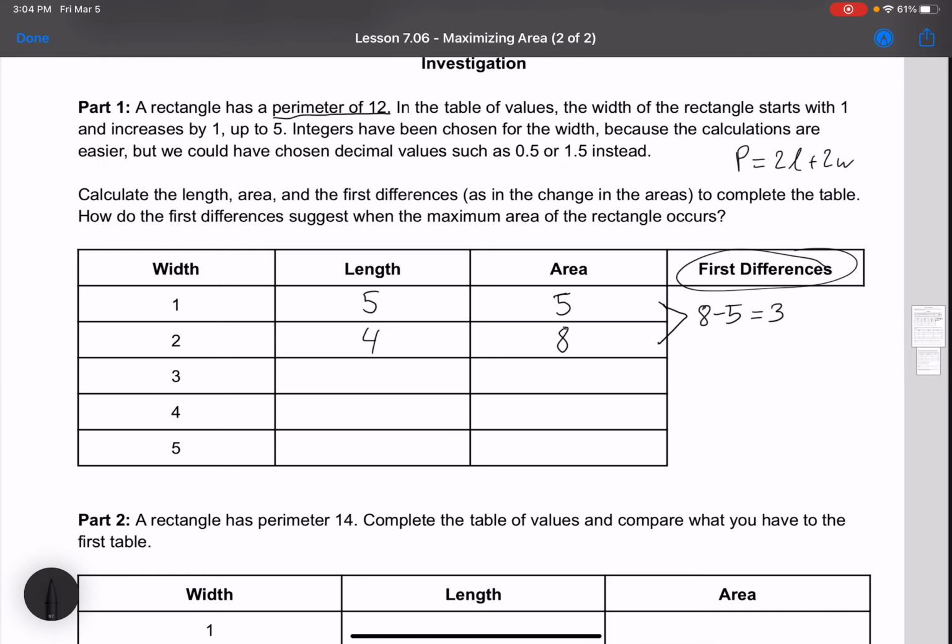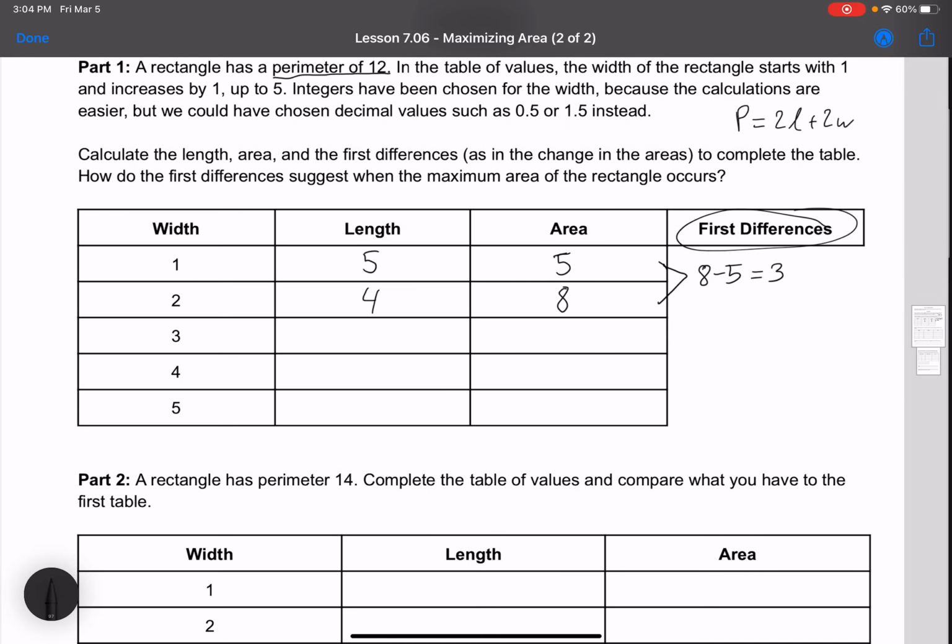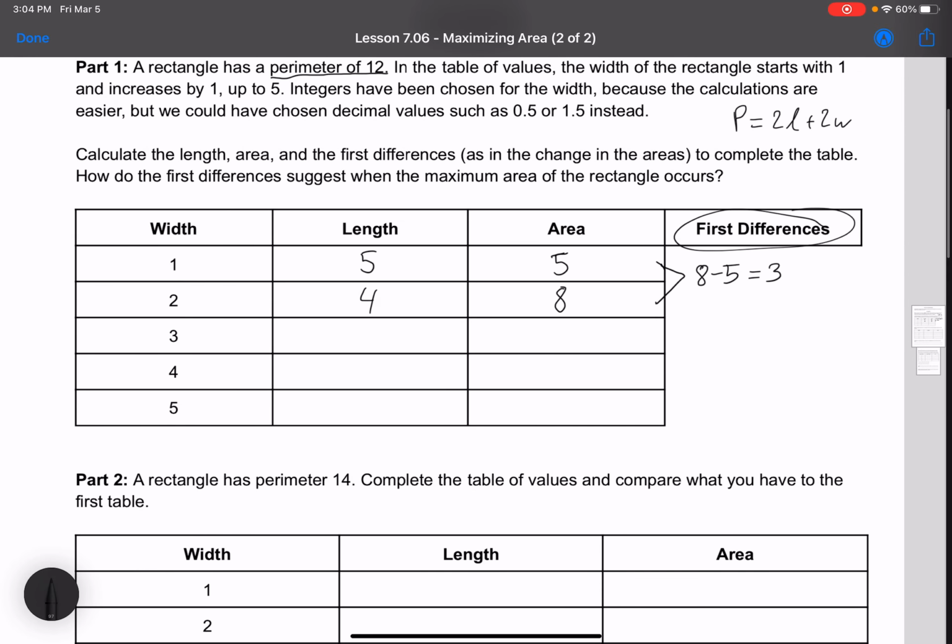And what we can do is keep track of that first difference and see how it's changing, to see if you reach a maximum area, which is what we want to find, basically when that first difference gets closest to 0. So that's the idea. Go through, find different lengths, find the areas, and try to see what the length and width are like when you get to your biggest area, or when the first difference is closest to 0.